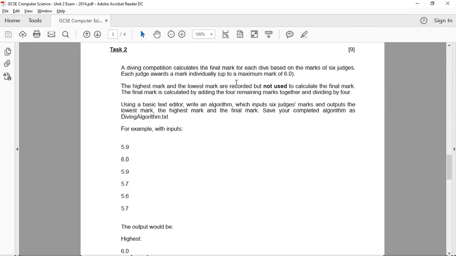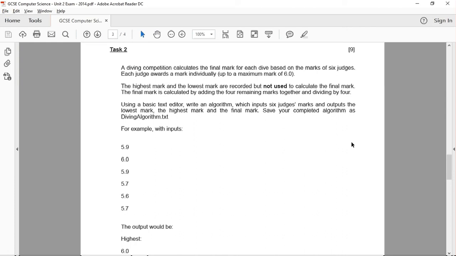A diving competition calculates the final mark for each dive based on the marks of 6 judges. Each judge awards a mark individually up to a maximum of 6.0. The highest mark and the lowest mark are recorded, but they're not used to calculate the final mark. The final mark is calculated by adding the 4 remaining marks together and then dividing by 4. Using a text editor, write an algorithm which inputs 6 judges' marks and outputs the lowest mark, the highest mark, and the final mark. Save your completed algorithm as drivingalgorithm.txt.